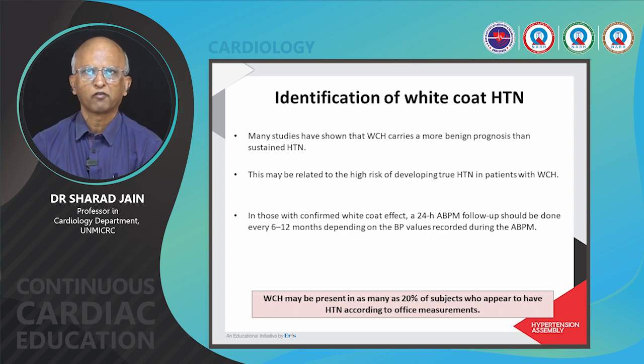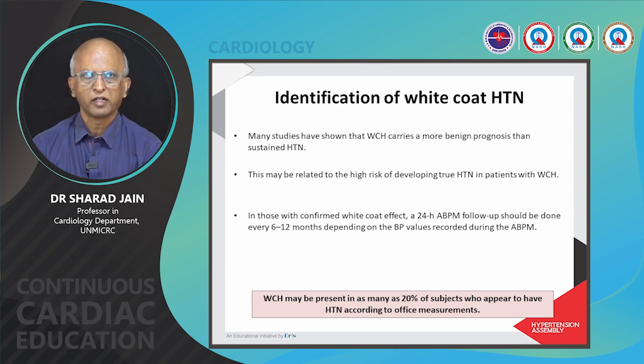Now, the identification of white coat hypertension. Many studies have shown that white coat hypertension carries a more benign prognosis than sustained hypertension. This may be related to the high risk of developing true hypertension in patients with white coat hypertension. So in those with a confirmed white coat effect, a 24-hour ABPM follow-up should be done at regular intervals of 6 to 12 months to determine that they are not developing real hypertension.